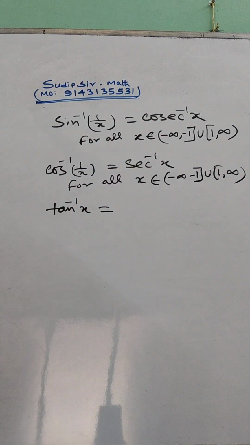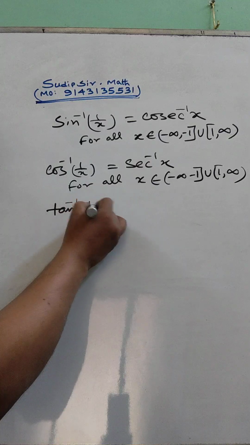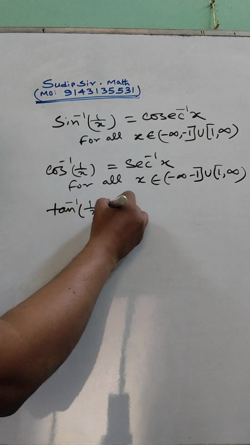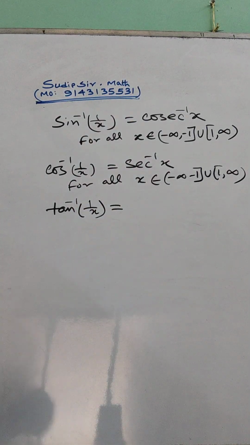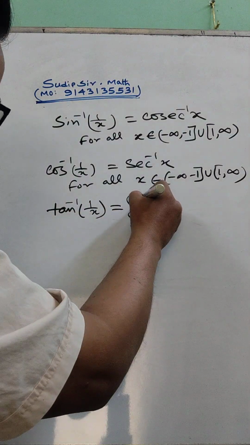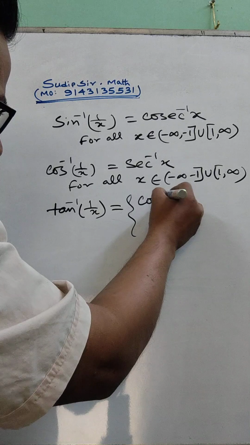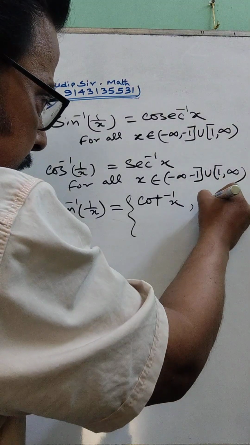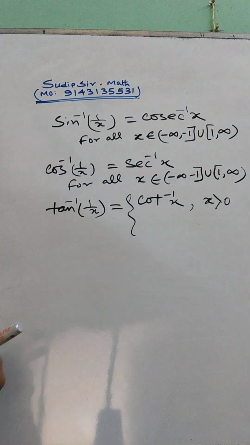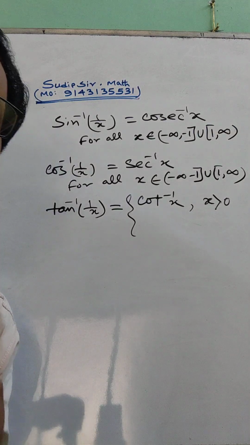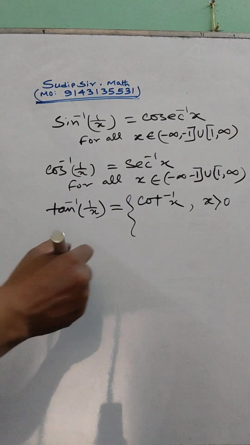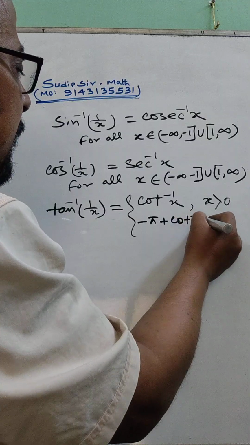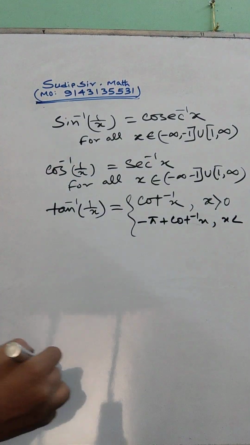Remember, tan inverse 1 by x must be written as cot inverse x when x is greater than 0. If x is greater than 0, it will be cot inverse x. Otherwise, it must be written as minus pi plus cot inverse x when x is less than 0.